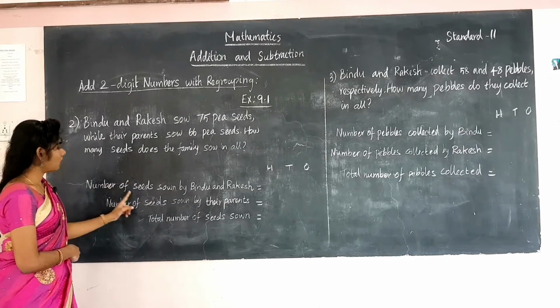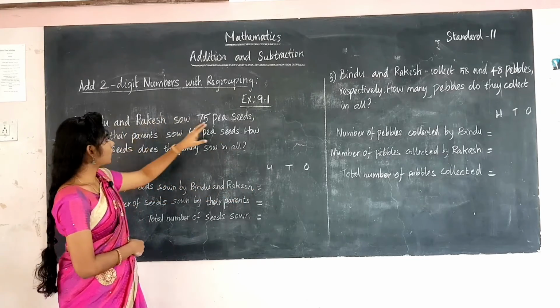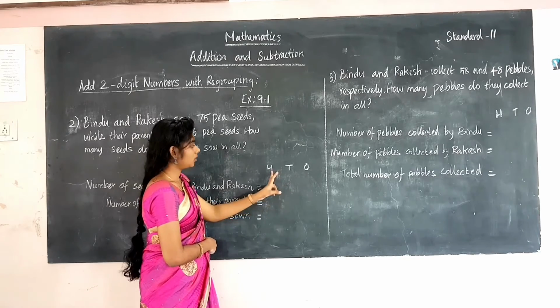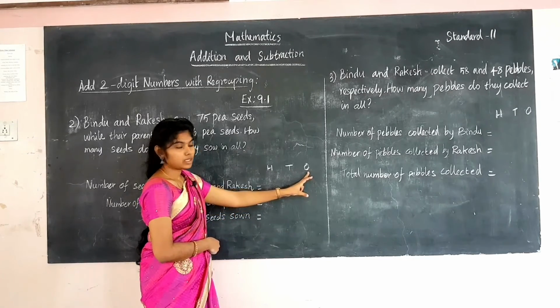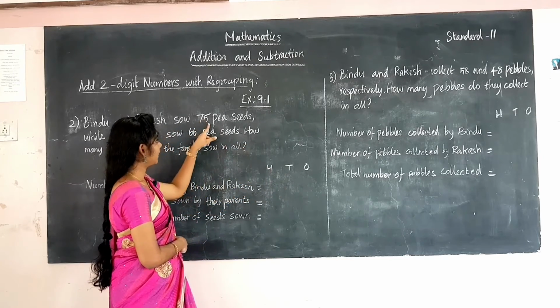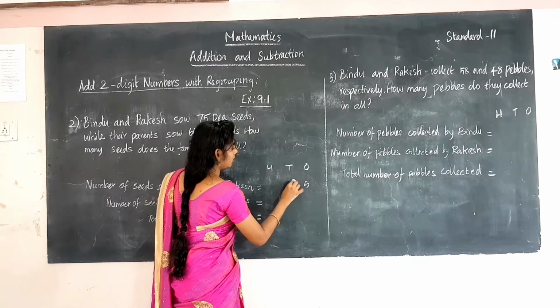First we have to add the number of seeds sown by Bindu and Rakesh. You know the number, no? Bindu and Rakesh, that is 75 pea seeds. So write the 75 in the places. Hundreds place, tens place, ones place: there are 3 places, ones, tens and hundreds. So 75, 5 in ones, 7 in tens.